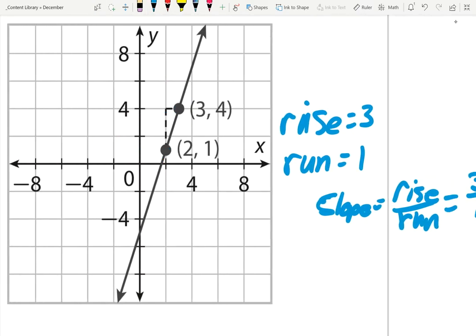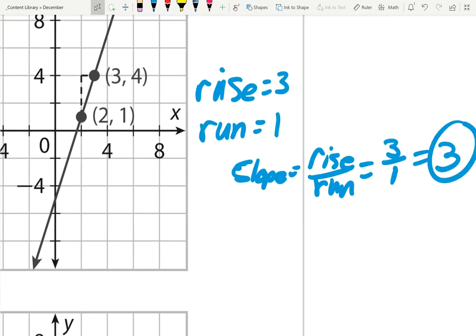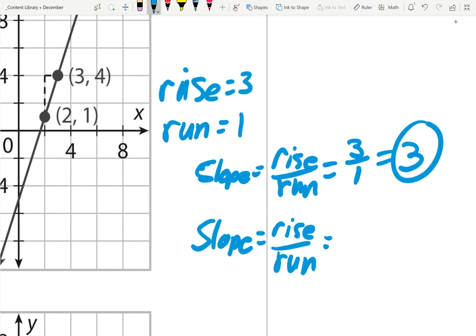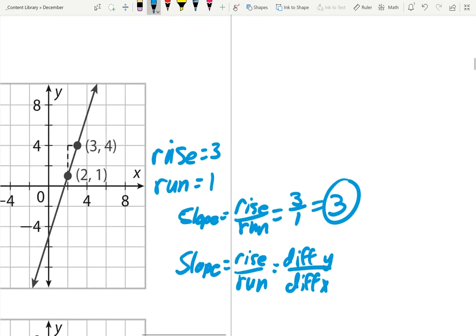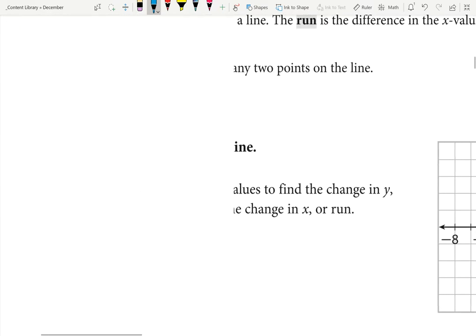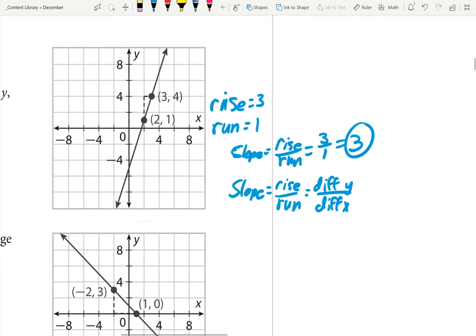Now, mathematically, besides counting, we can actually do the math by just subtracting. So remember, slope, like I said, is equal to rise over run. But rise is the difference in y values, and run is the difference in x values. And that's coming from, if you go back here, see how this thing takes forever to load. Rise is the difference in y, run is the difference in x. So just repeating that down here.